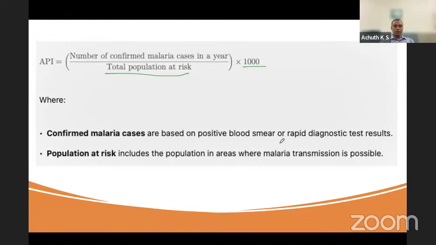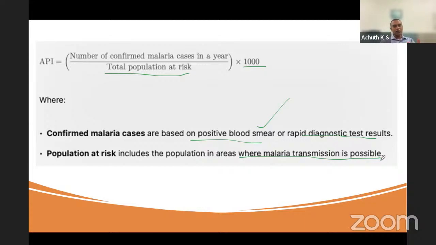How does it confirm cases? Positive blood smear or rapid diagnostic test. Both are considered. The population at risk is the population where malaria transmission is possible. For total population at risk, you can't take confirmed cases only for the state of Andhra Pradesh and take the population of whole India.